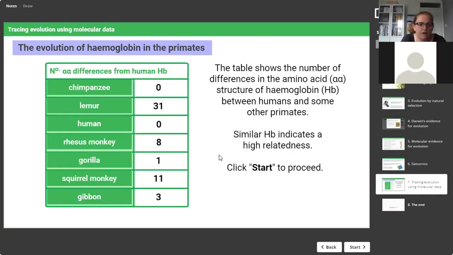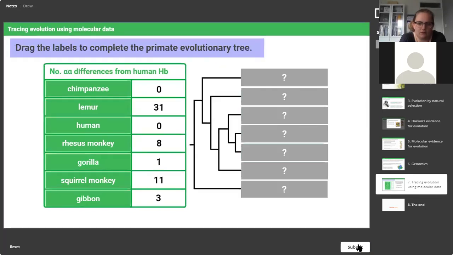So the evolution of hemoglobin in the primates, just going to have a quick look at this. The table shows a number of differences in the amino acids in the amino acid structure of the hemoglobin between humans and some other primates, and HB indicates high relatedness. So let's have a look at this.